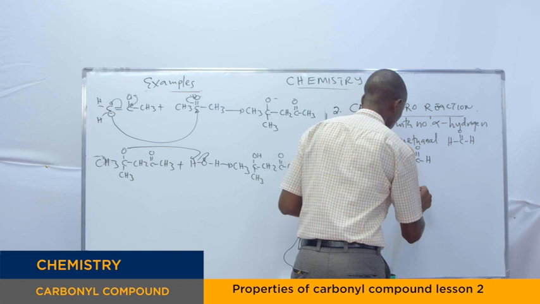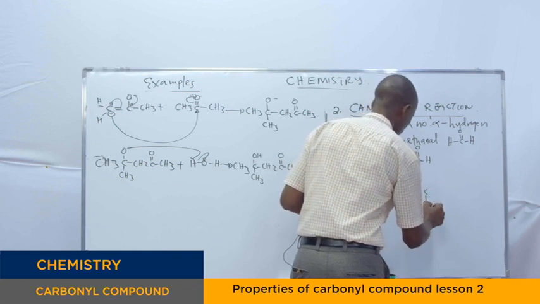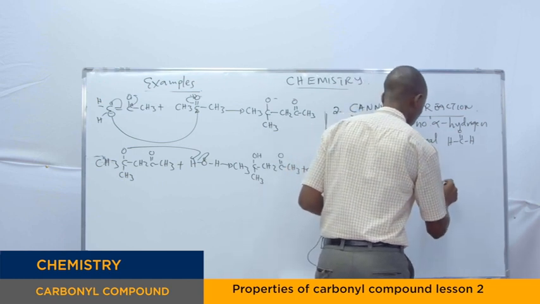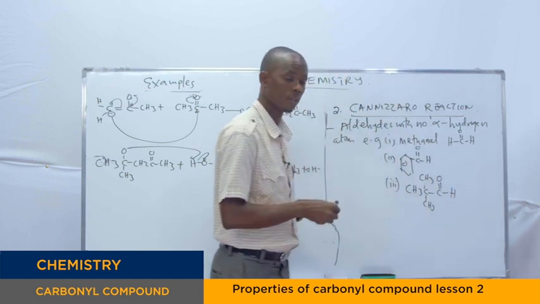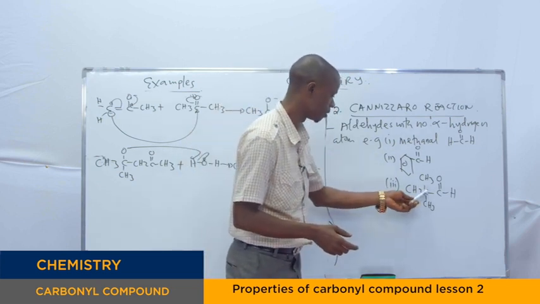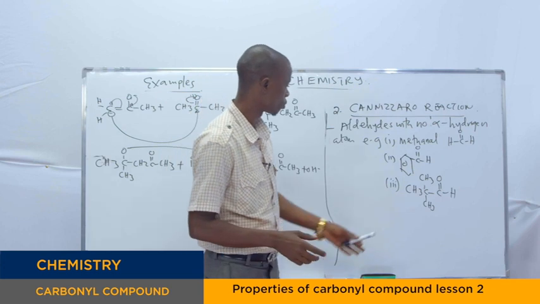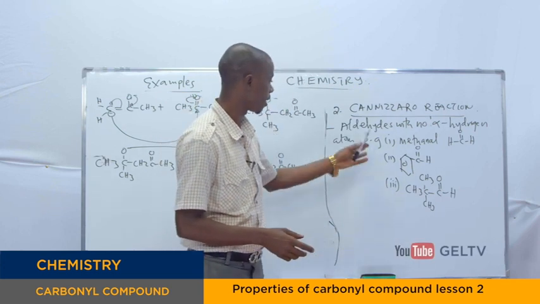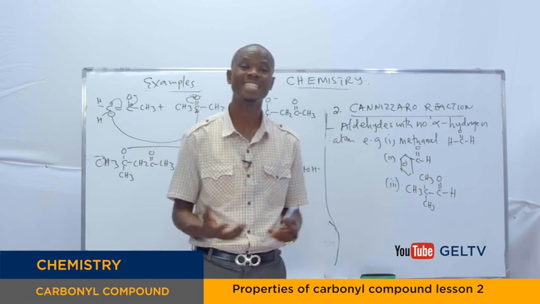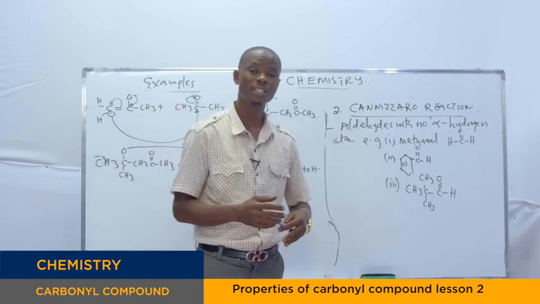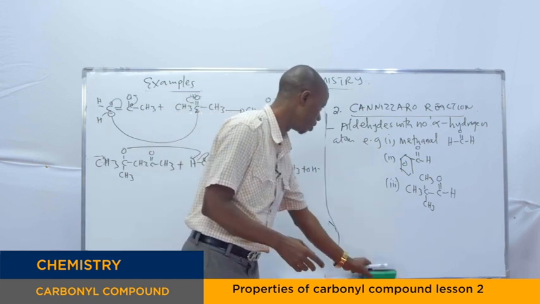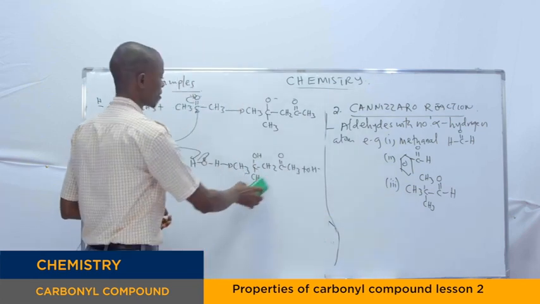The third one also lacks alpha hydrogen atoms because this carbon is tertiary. There is no hydrogen atom there. So these examples undergo Cannizzaro reaction. Cannizzaro reaction is a form of disproportionation reaction whereby the compound is oxidized and reduced at the same time. So my dear student, we can have the example there.